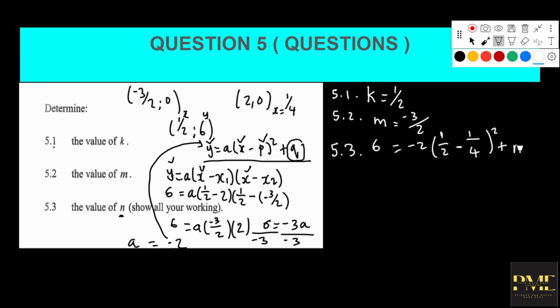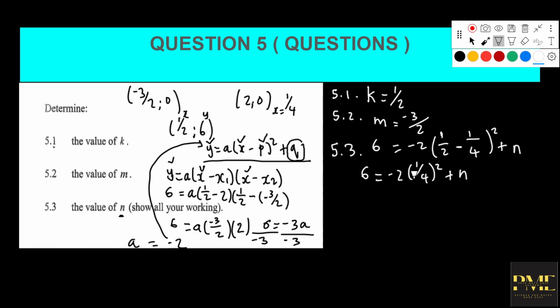Let me just go with n, because they are the same anyway, so q and n are one thing in this case, because n will represent the y coordinate of the turning point, and our q here is also the y coordinate of the turning point. Right, and then we have 6 equals, we know we start with the bracket first, so we have minus 2 into, so half minus a quarter, so half minus a quarter leaves a quarter. Okay, all squared plus n.